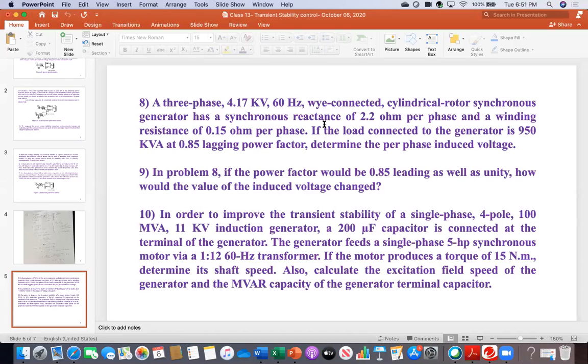And then the other information is given. Synchronous reactance, the XS value in that equation, and the RA value is given. Now the IA value is not given, which you have to find out from this expression. The load connected to the generator is 950 kVA, 0.85 lagging power factor. So power factor is given and kVA is given. And of course, that is the terminal voltage that appears across the load. So based on that and using that equation, can you calculate the per phase induced voltage? So keep trying.